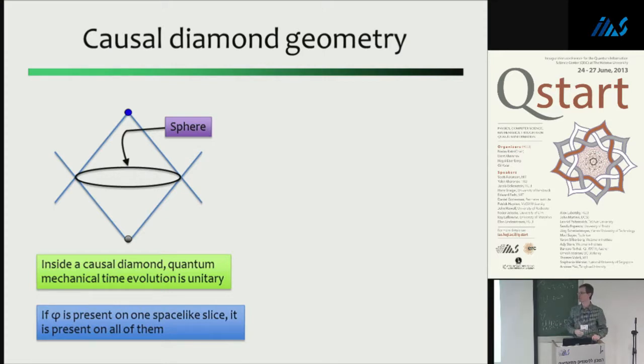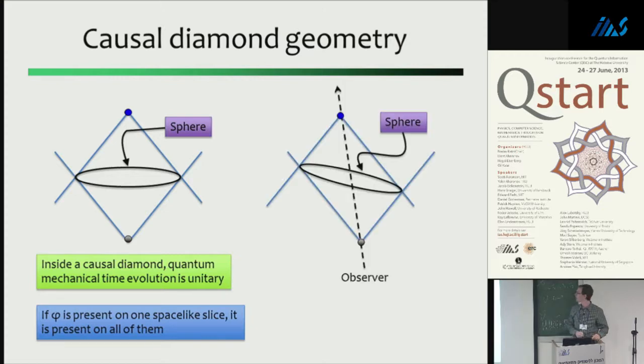This is a choice we can make if we want to. We can speak in more general terms if we want to, but if you're confused by causal diamonds, you can just say that what we're actually talking about is localizing quantum information to spatial spheres at different times, which is a pretty concrete picture.